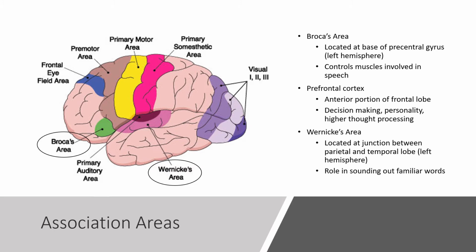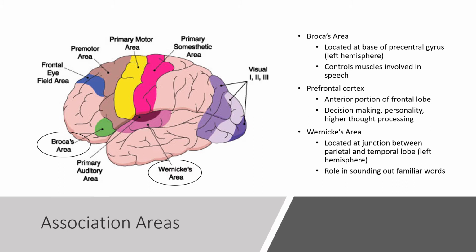Now there are also some specialized association areas like Broca's area, for instance, which is located at the base of the precentral gyrus in your left hemisphere only. It's Broca's area that controls muscles that are involved in speech. The prefrontal cortex is the most anterior portion of the frontal lobe involved in decision making and personality, any higher thought processing that you may have.